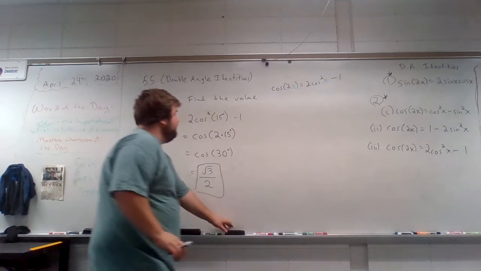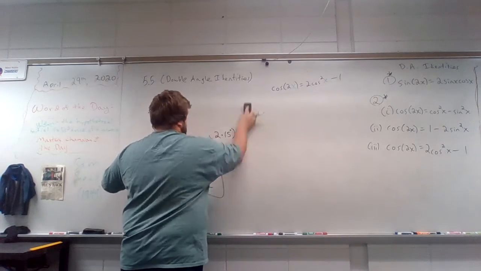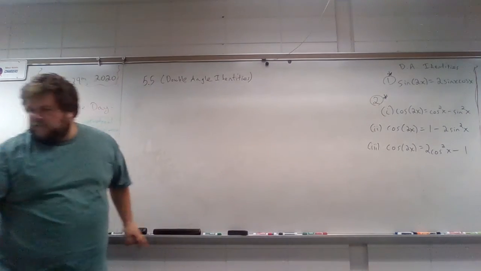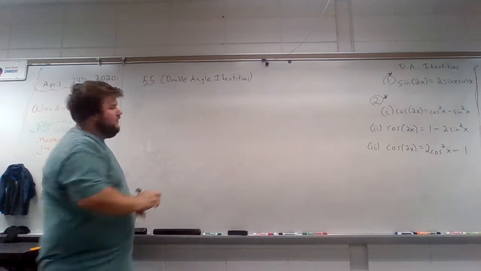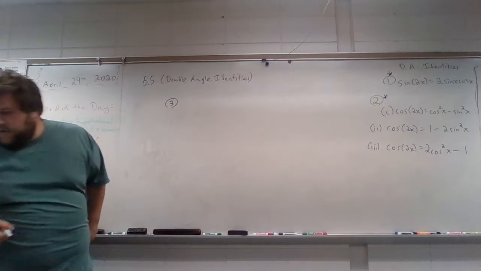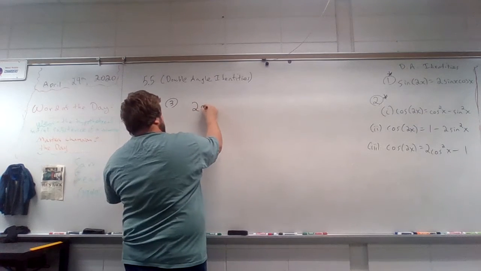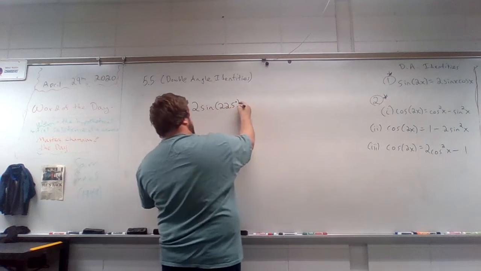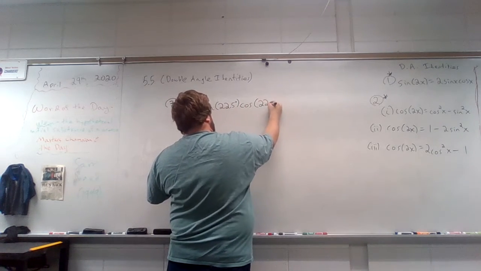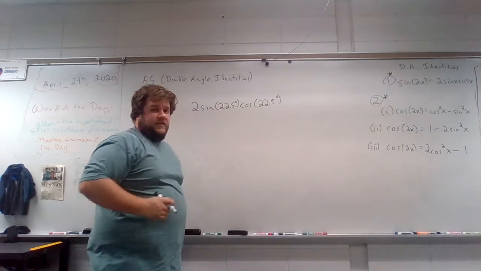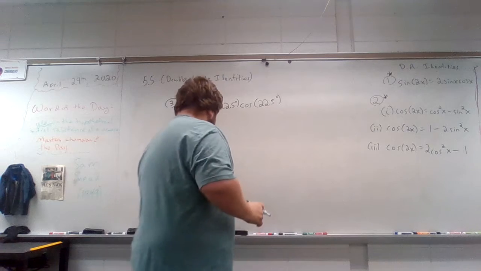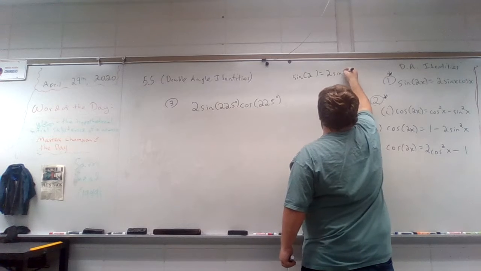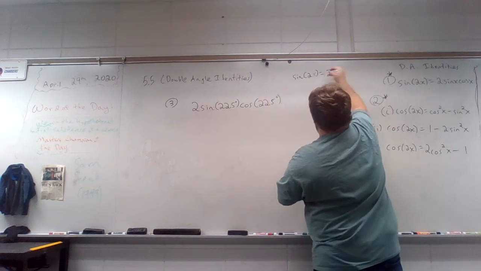Okay, let's look at another one. So how about this one? And this does, I don't know if you want to say fortunately or unfortunately, but it may come up in calculus, a situation like this. 2 sine of 22.5 degrees times cosine of 22.5 degrees. And we want to do the same thing. We want to find the exact value. So we want to rely on this identity. Sine of 2x is equal to 2 sine x cosine x.